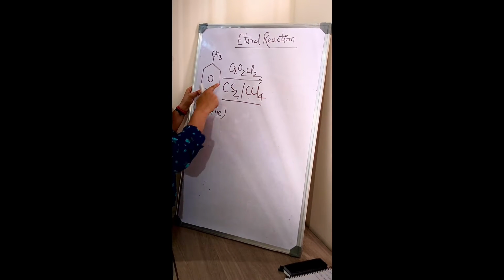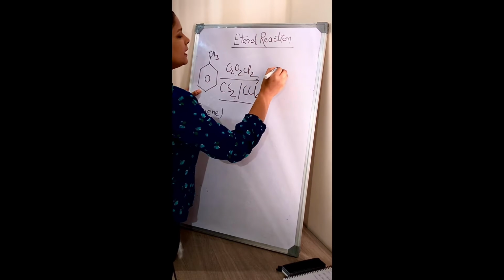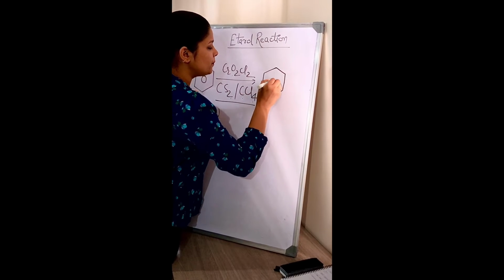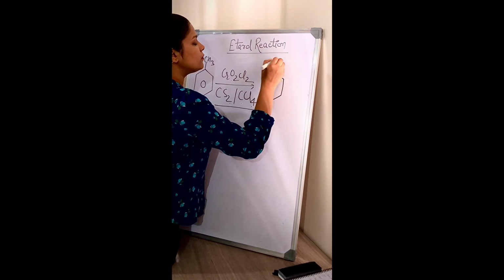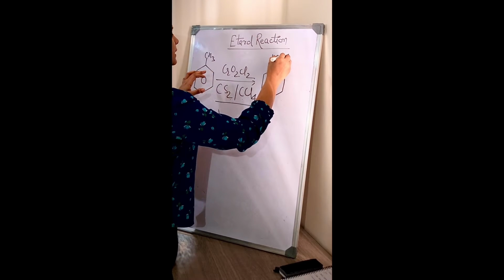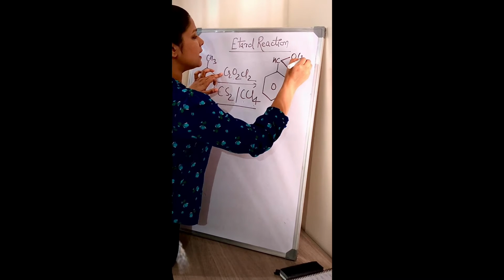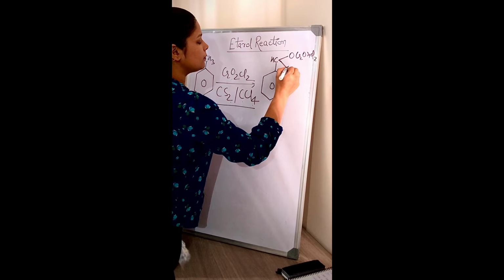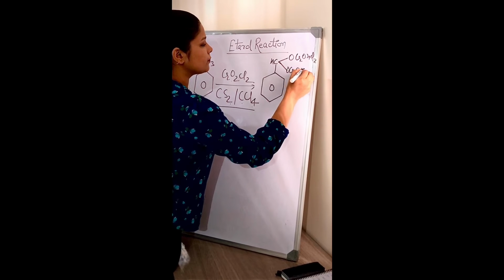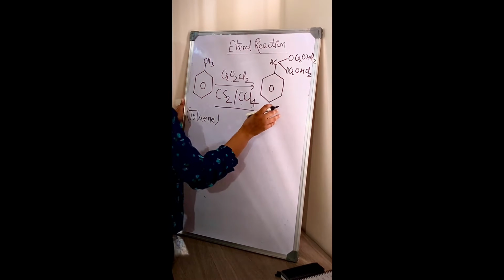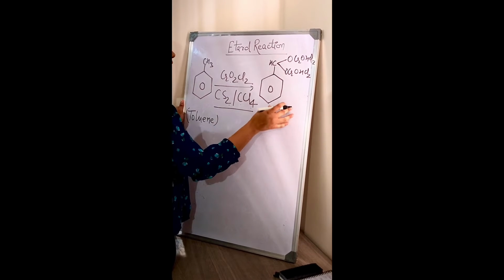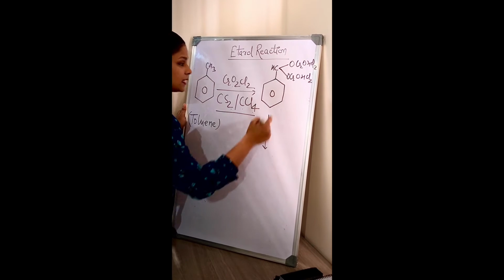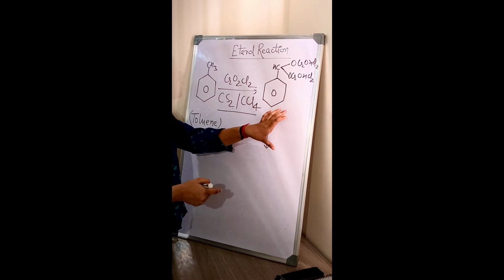If toluene reacts with chromyl chloride, then a highly unstable product will form, and the structure of that product is this: OCrOH. This is a brown color highly unstable compound. So it is highly unstable, that means it is not a stable product. It is not our desired product.